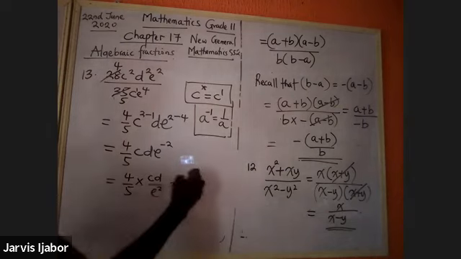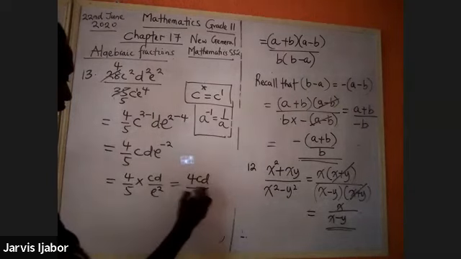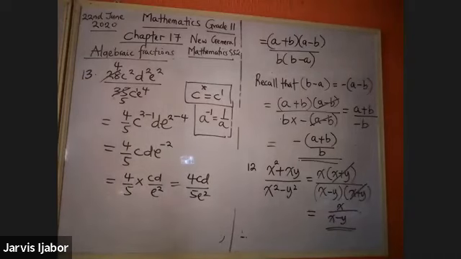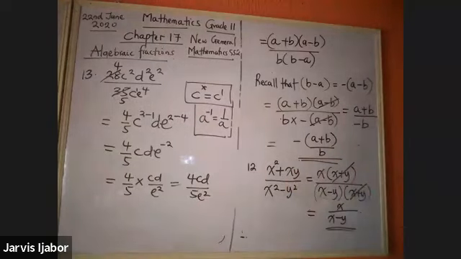Now, this will give you 4cd over 5e squared. So the answer is what? 4cd over what? 5e squared. Right, that's question 13 for us. We'll proceed to question 14.